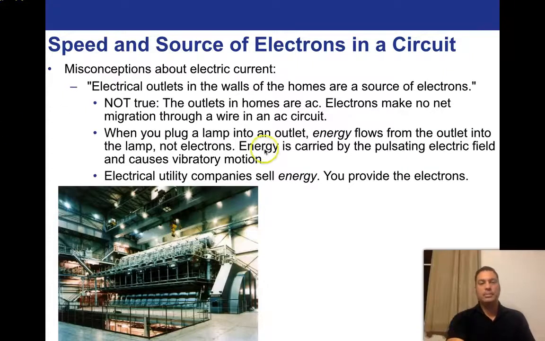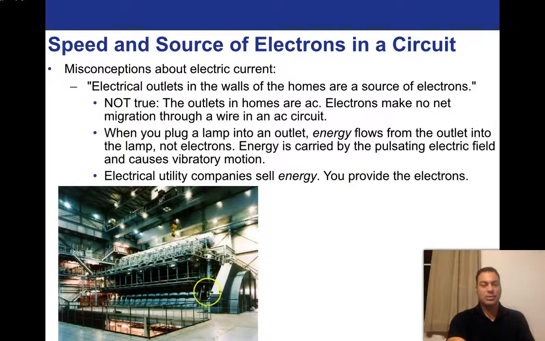When you plug a lamp into an outlet, energy flows from the outlet into the lamp, not electrons, right? Energy does, right? Energy is carried by the pulsating electric field and causes vibratory motion. Electric utility companies sell energy, but you have to provide your own electrons, right?